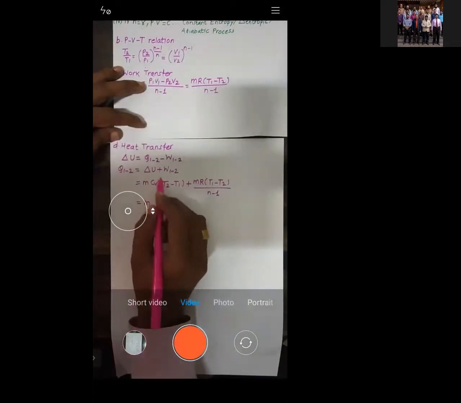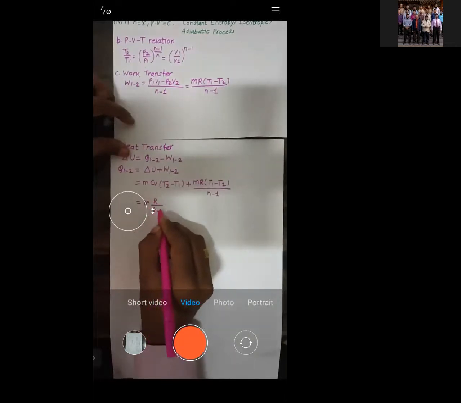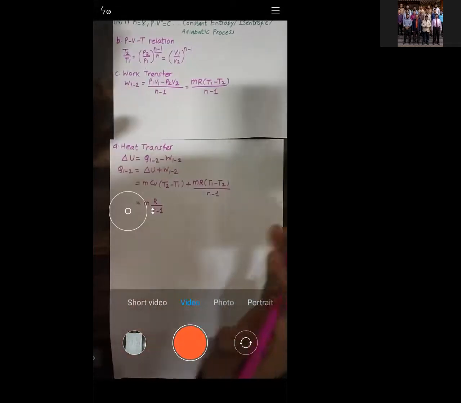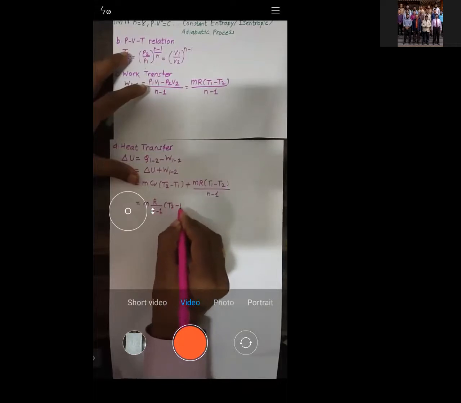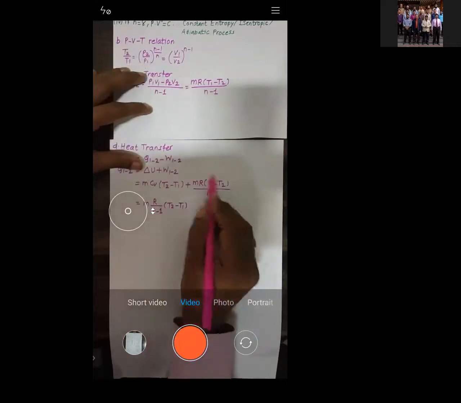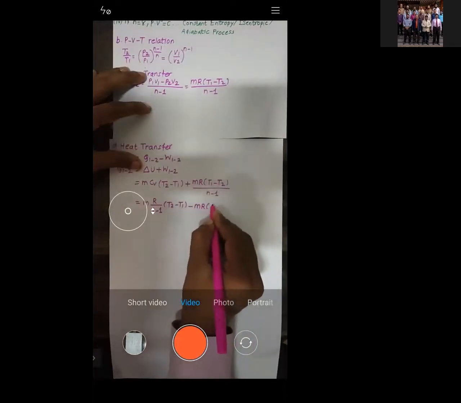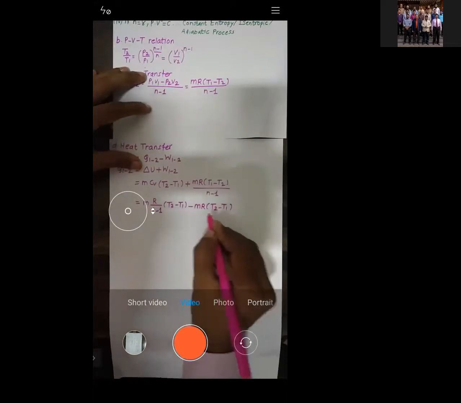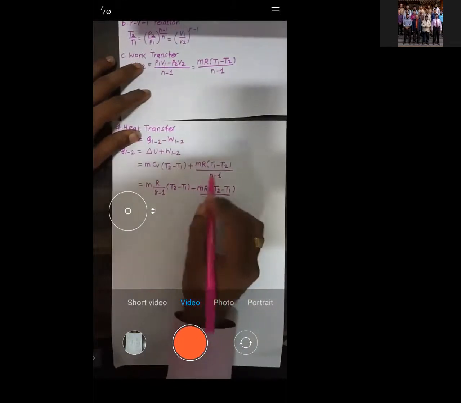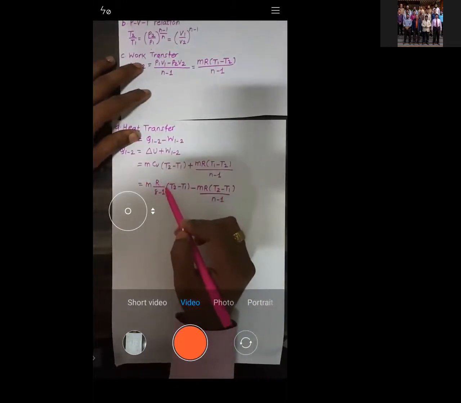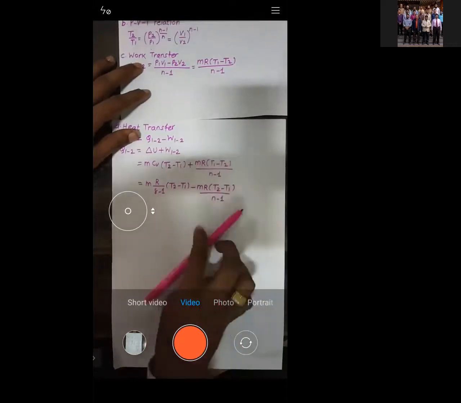Now, what is Cv? In the previous lecture I told you Cv is R upon gamma minus 1. There is a relationship between Cp, Cv and gamma, and Cv is R upon gamma minus 1, into (T2 minus T1) as it is. Now this equation I will write in the form of T2 minus T1, so it is minus m R (T2 minus T1) upon n minus 1. You can check, both the equations are the same. Here I put the value of Cv, and this expression I have written in the form of T2 minus T1.